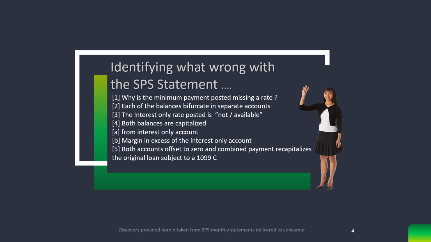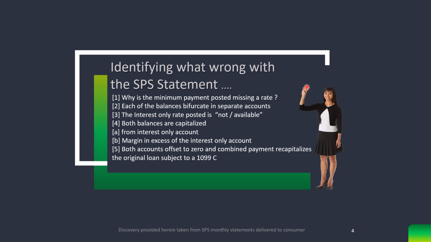So now we're asking SPS what is right and what is wrong with this statement that the borrower received in September of last year. SPS, something is not right and you can't explain why. Let me show you. Number one, why is the minimum payment posted missing a rate? Generally, doesn't a servicer post the rate and then show the payment, instead of showing what the minimum payment posted is and not putting a rate there? It's a little bit strange, cart before the horse.